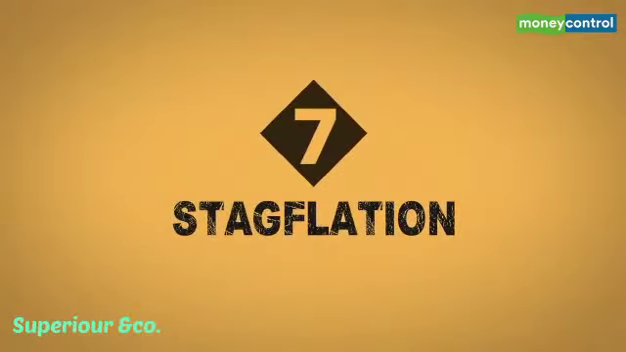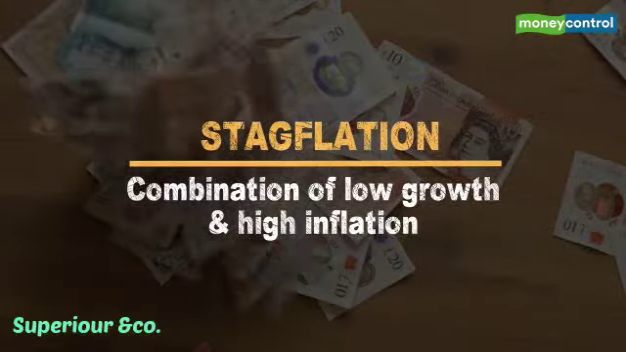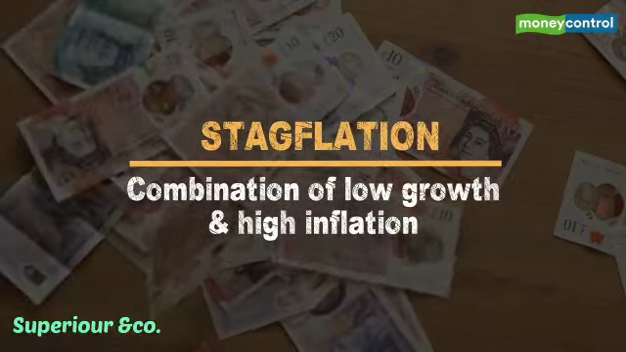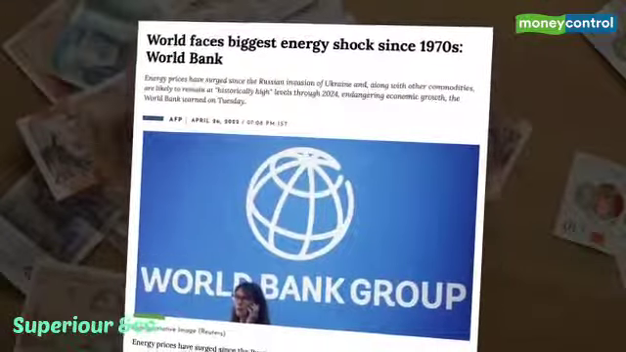Now coming on to stagflation, which is a combination of stagnation and inflation. It refers to a period of low growth and high inflation. A classic example of stagflation is the 1970s.